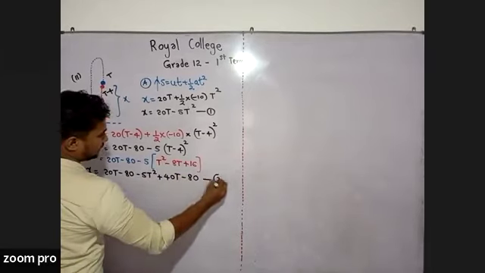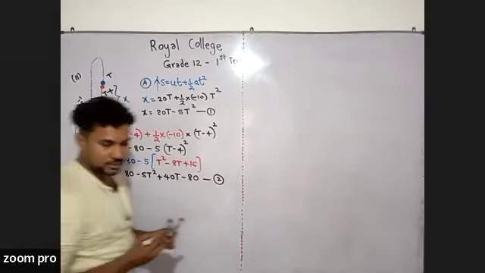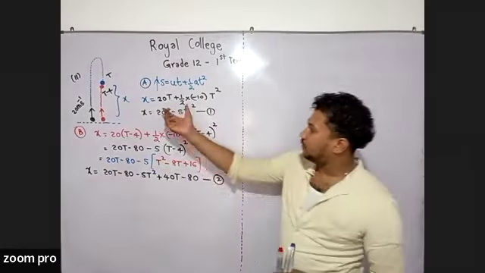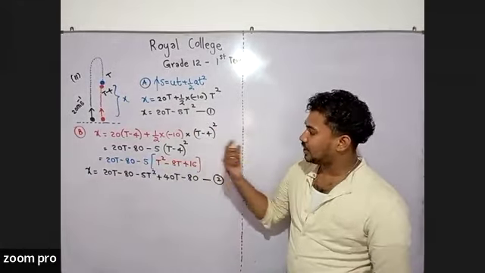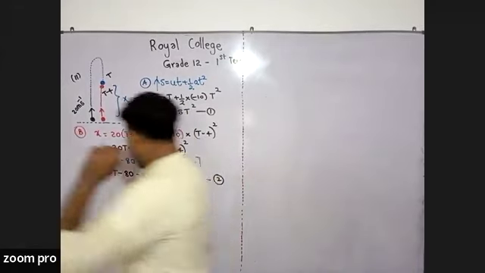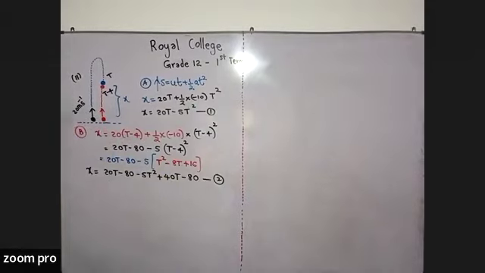So let's call this one the second object. Now we have derived two equations. Both these equations give a value for x. So then we can equalize both these equations, isn't it? That's the method. Let's equalize the second equation with the first one.